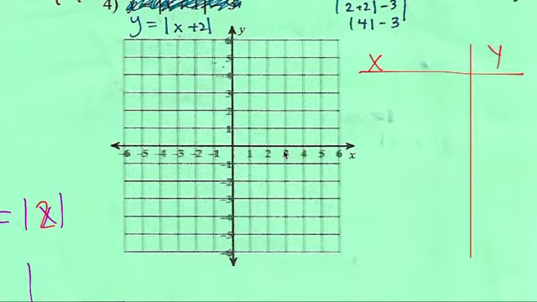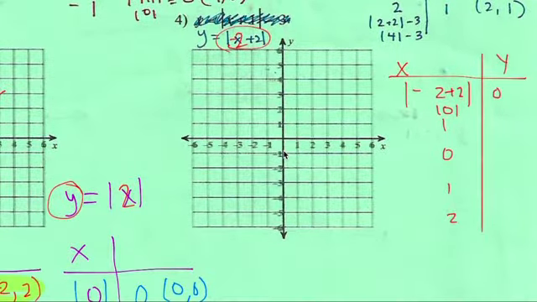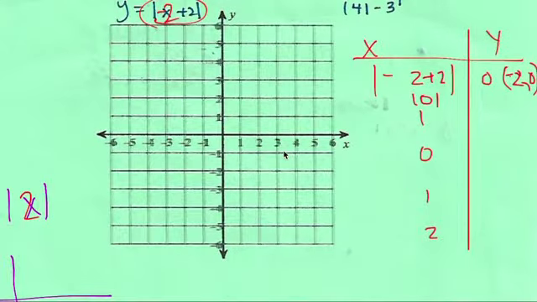Okay, so the equation is this. Let's input -2, -1, 0, 1, 2, right? You input -2 in there, you get -2 plus 2, which is 0. And absolute value of 0 is 0. So you input -2, you get out 0. -2, 0 is right there.